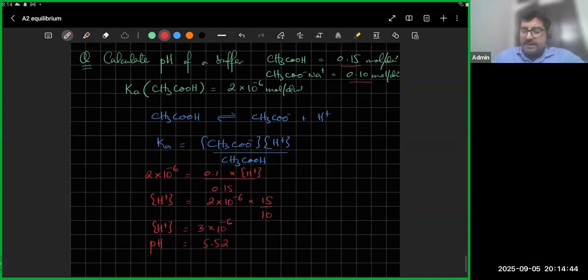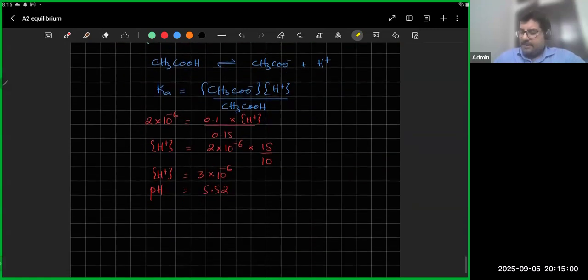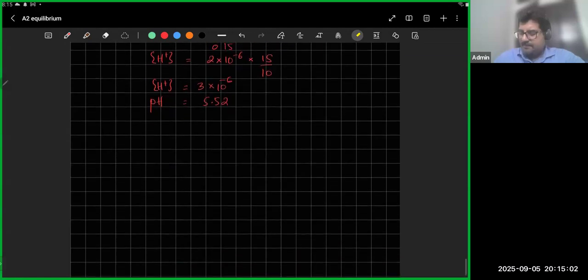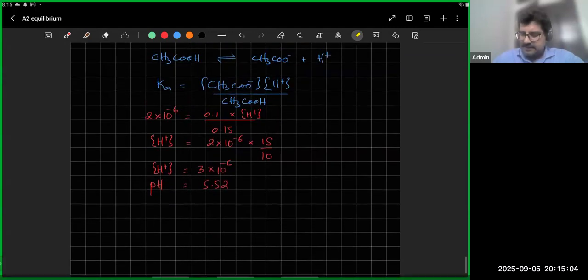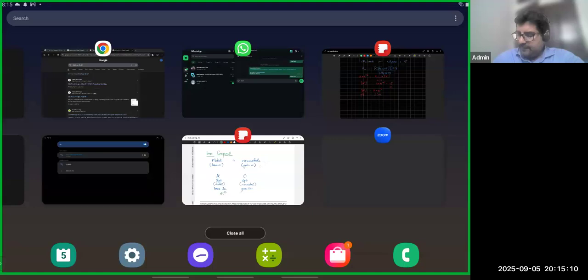The only thing you need to worry about is that there's just one minor difference, and that is these two ions are no longer having the same concentration. That's it. This is the concentration of the conjugate base, and this is going to be the concentration of your weak acid. So I'm going to do another question. Let's see the past paper. So we're going to open past paper questions for buffers now.